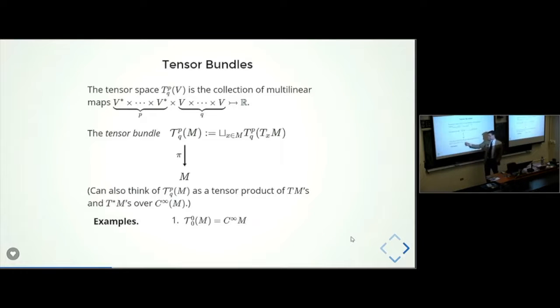So if I take 0,0 tensors, the way that I tend to think about this is, what's a tensor? It eats a covector or some collection of vectors and covectors and spits out a number. So this is something that eats 0 covectors and 0 vectors and spits out a number. That's just a function. If I eat 1 covector and 0 vectors, while doing this double dual trick, I'm just talking about a vector field, or a tangent vector. And the other way around for cotangent things. So these simple tensor bundles are sort of familiar things.